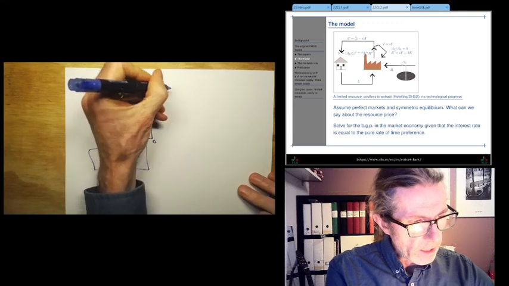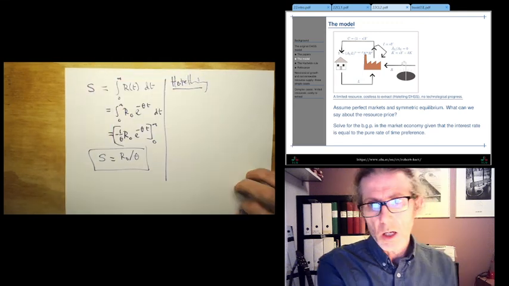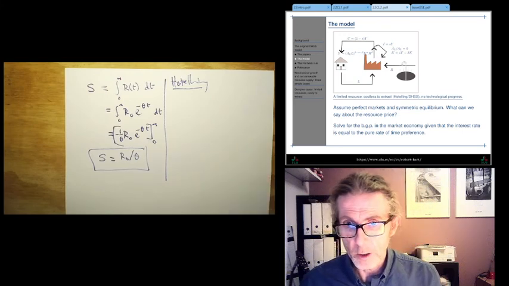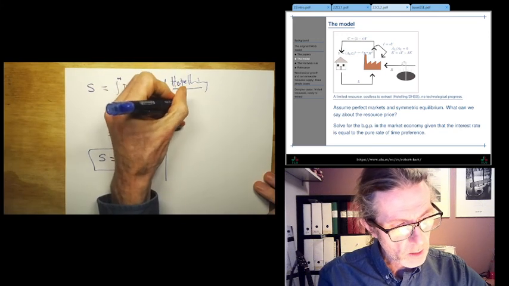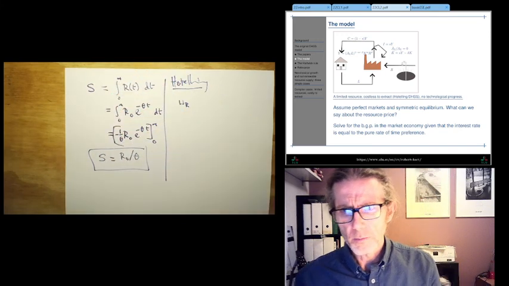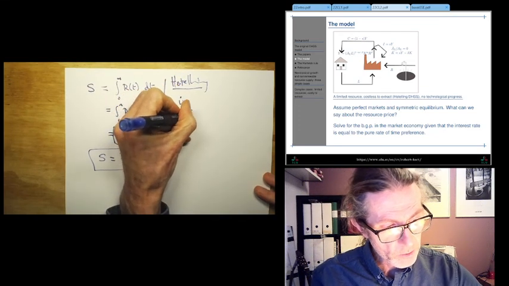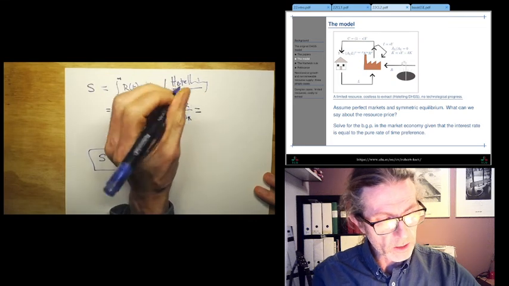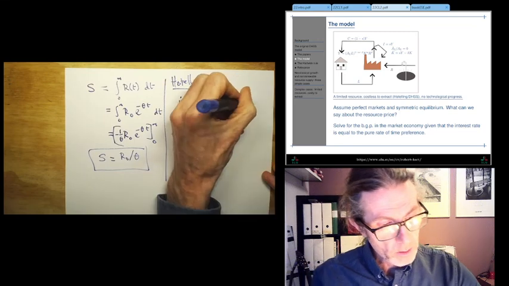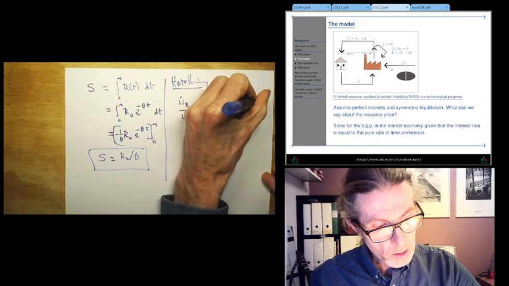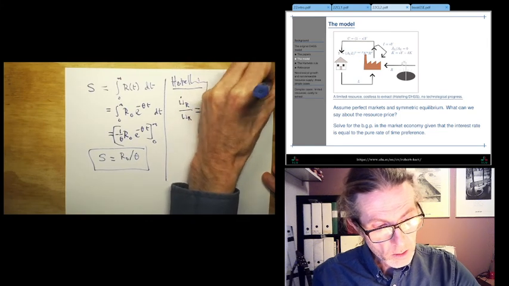Now, Hotelling. Assume perfect markets and symmetric equilibrium. What can we say about the resource price? Let's call the resource price WR. We can say, and I'm going to go straight to the answer, that WR dot over WR is equal to rho, where rho is the interest rate. So that is Greek letter rho.